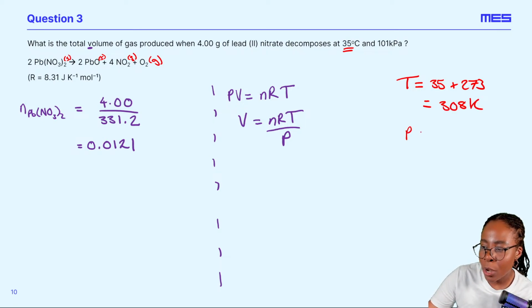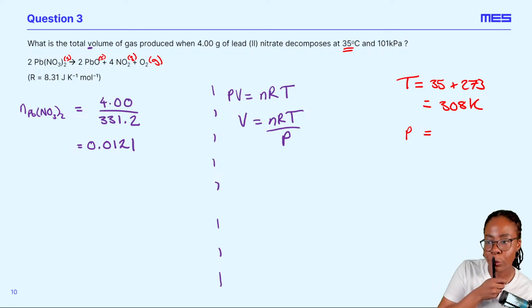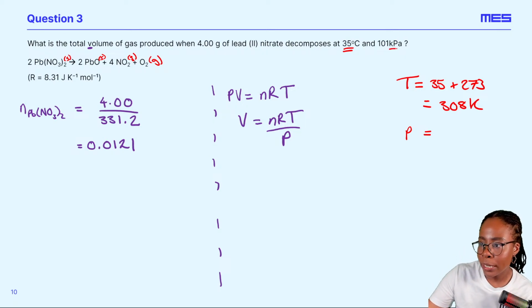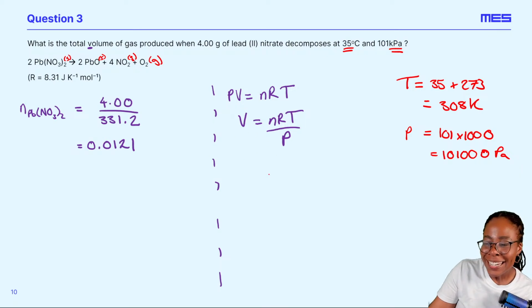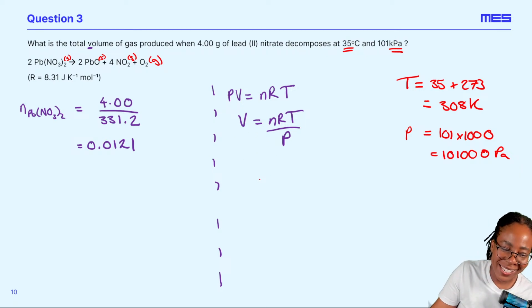And our pressure, what units do we want for pressure? Not kilopascals, but just pascals. Lovely. So we'll take our 101 times that by 1,000, and we get 101,000 pascals. Great. Now, and this is another point where mistakes are often made. What are we using for our moles? What are we using for n?